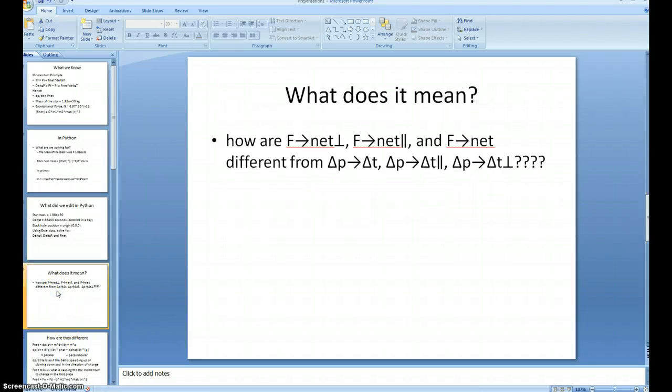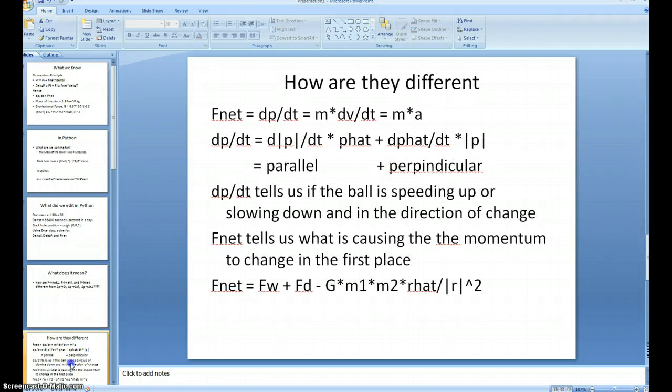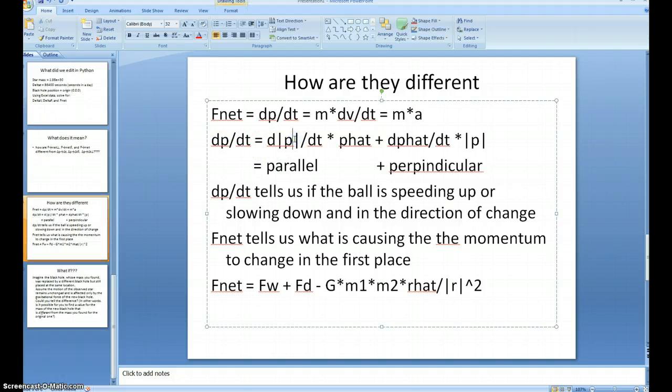So, to answer our two questions, what does it mean? How are F net perpendicular, F net parallel, and F net different from delta P over delta T, delta P parallel, and delta P perpendicular? Well, first, let's think about how they're different. We know that they're equal, but we also know that you can solve for dp over dt, which is the derivative of momentum, and that is the change in the magnitude times the direction, plus the change in the direction times the magnitude. Those will give us our parallel and perpendicular components.